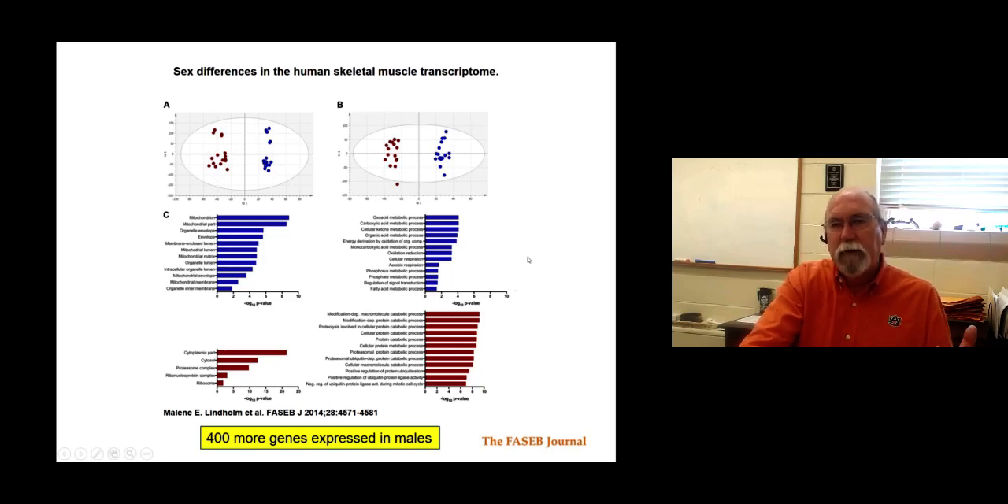But it turns out to be quite a big difference there. Always people wondered, well, muscle tone in males might be different than muscle tone in females. It turns out to be driven by some hormonal controls and other things.